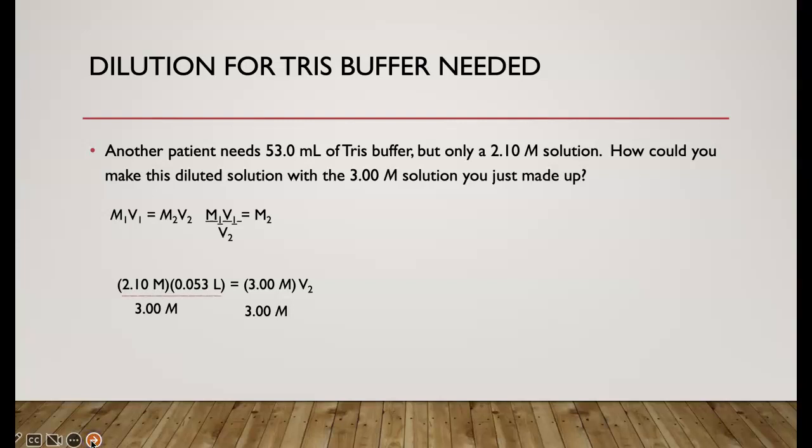All right, and so if I simply substitute everything into the problem, divide both sides by 3 molar, we should get 0.0371 liters is what we're going to need for volume 2. And so what we would need to do is take 37.1 milliliters of the buffer and dilute it down, adding water to 53.0 milliliters. And that's how we would make that buffer.